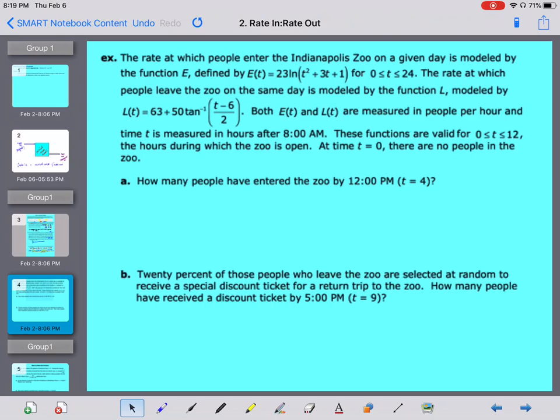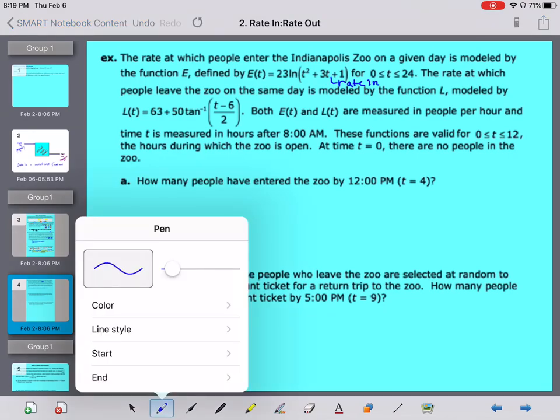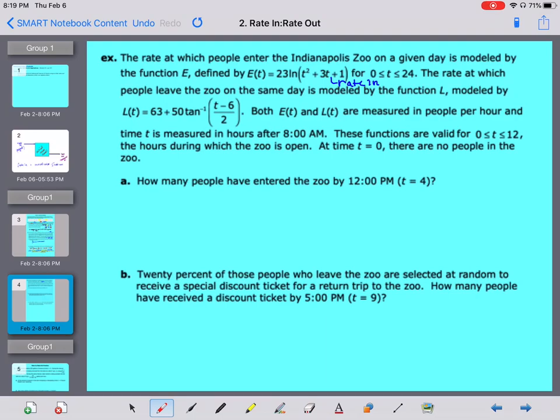Okay. So this example says the rate at which people enter the Indianapolis Zoo on a given day is modeled by the function E, defined by E of t equals 23 natural log, for t between 0 and 24. Okay, so people who are entering the zoo, which means we have a rate in. So here's our rate in. Okay. The rate at which people leave the zoo on the same day is modeled by the function L of t. And people are leaving the zoo, which means we have a rate out. In for people entering, out for people leaving.